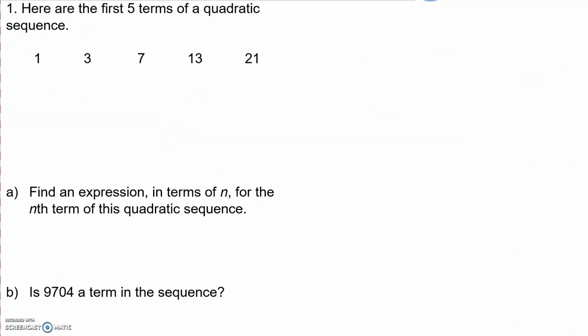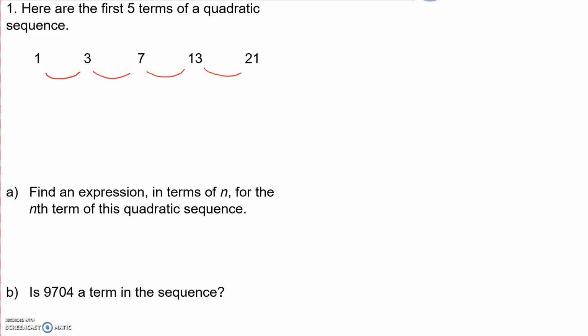Okay, high tier question. Here are the first 5 terms of a quadratic sequence: 1, 3, 7, 13, 21. Find an expression for the nth term. Right, so quadratic sequences are tough. We need to do a fair few steps to get these right, and really you need to learn what these steps are. So quadratic sequence. The first step is find the first differences.